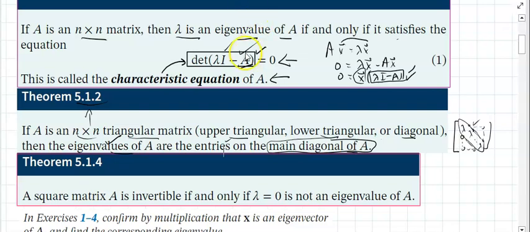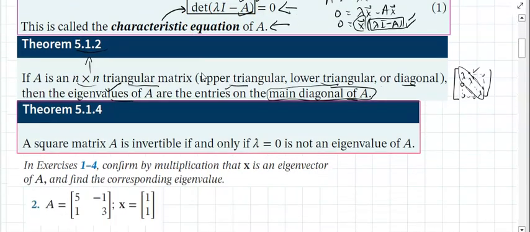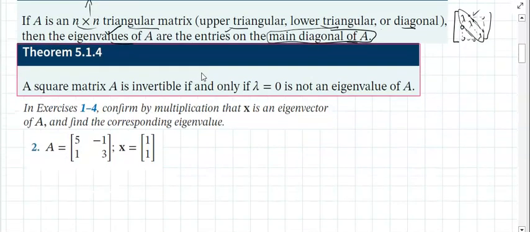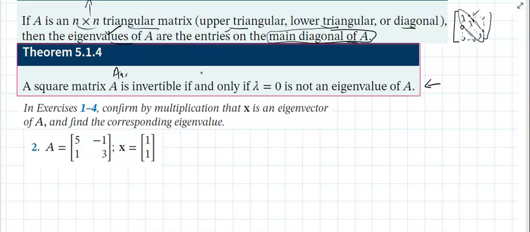We'll talk about that again. I'll point those out as we go on. That's something that we know. This is something that is an added bonus. If you have a square matrix, which means A is n by n, then the matrix is invertible if and only if lambda equals 0 is not an eigenvalue.